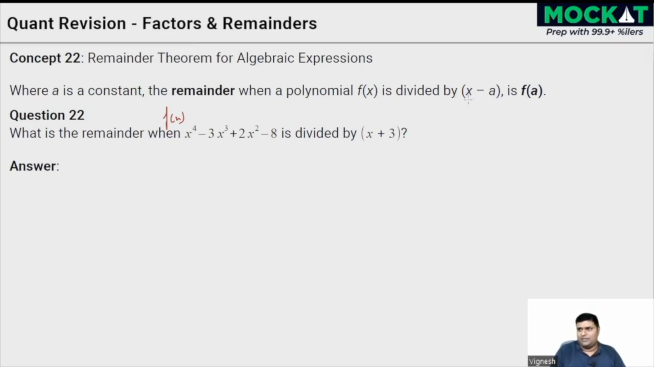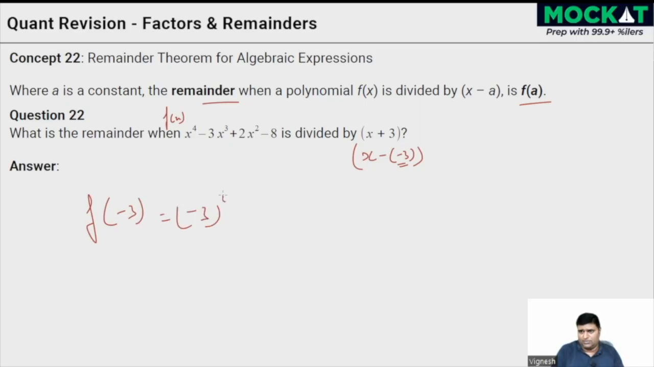When this is divided by something in the x minus a form, but I have x plus 3. What do I do? I can write it as x minus of what? Minus 3. I reconvert it, right? So now my a is going to be minus 3. The remainder is simply f of a. That's it, right? Also see this in the quadratic equations lesson. So just f of minus 3 you plug in over here.